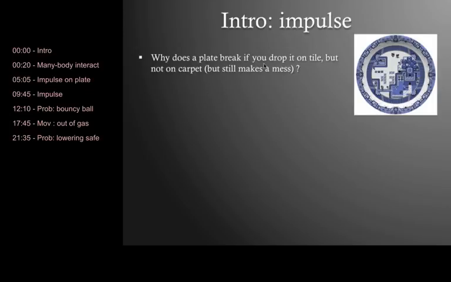So why does a plate break if you drop it on tile, but not on the carpet? So here we have our plate. We're going to drop it from some height h. Here's our y equals 0, and this is plus y. So we have gravity pulling down on the plate. And the plate is going to accelerate down, and then it's going to run into the surface. So why does it break on tile but not on the carpet?